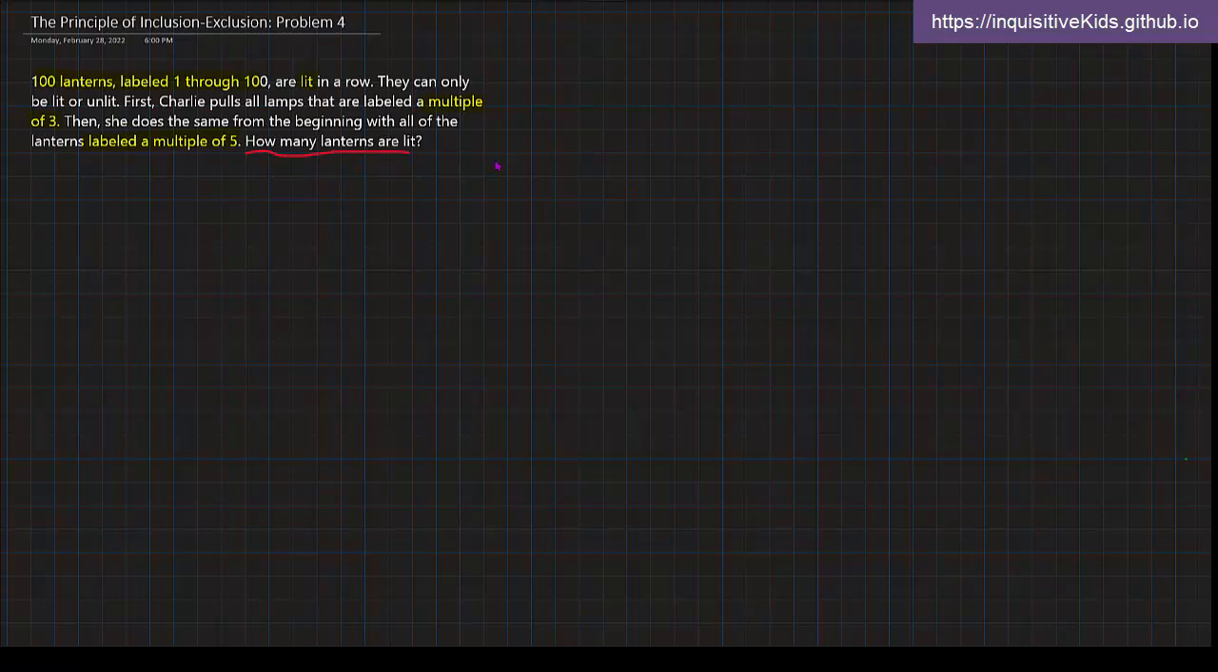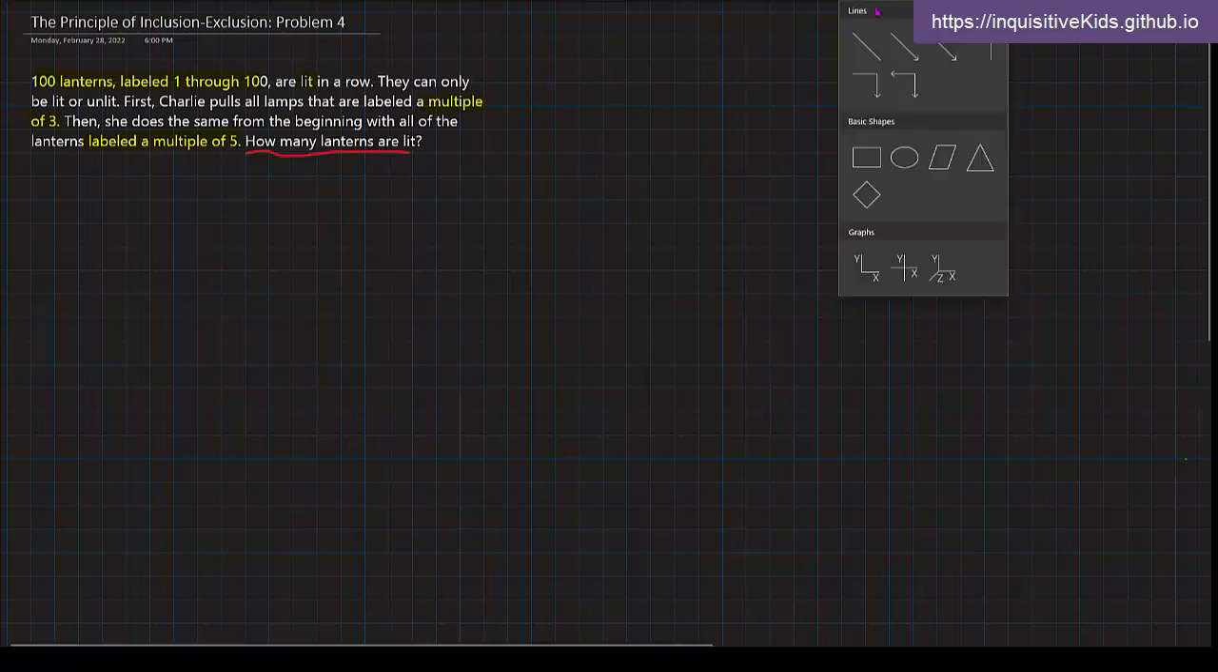Again, we have multiples, and it's just that this time it's with lanterns, and it's repeating. First, I need to explain why I highlighted this word lit. It's because a light can only be lit or unlit. So it's very important to think about what their state is right at the very beginning, before any lamps are pulled.